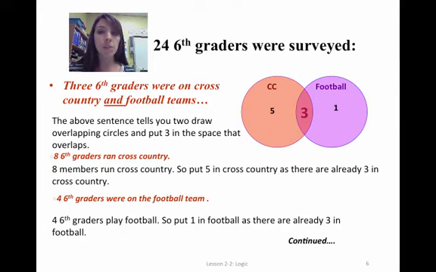So in the cross country circle, you're going to go ahead and write a 5 because 8 members total ran cross country. We already know 3 of those 8 played football. So the rest of them just ran cross country. So that's a 5. And the same thing with the football. If I tell you 4 of the 6th graders were on the football team, well, we already know that 3 people were on the cross country and football team. So that takes care of the 3 people who played football. So you have 1 more left because I tell you that 4 people played football. So you just put a 1 in the football only section.